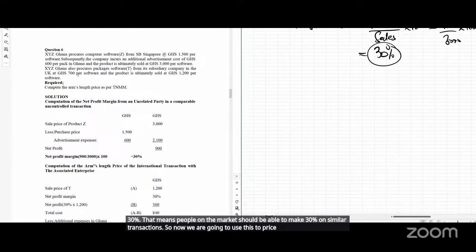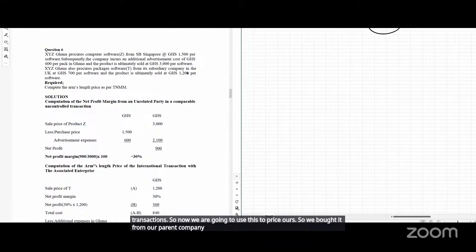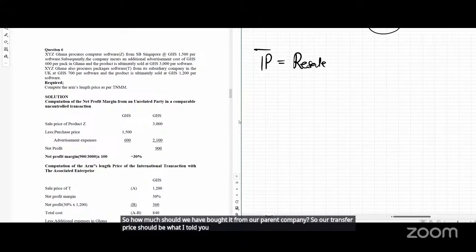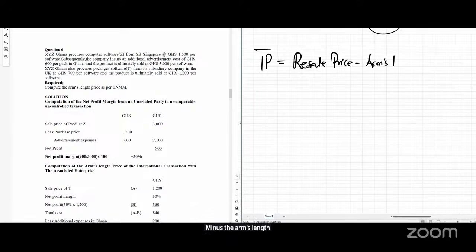So we bought it from our parent company at 700, right? And sold it at 1,002. So how much should we have bought it from our parent company? So our transfer price should be what? I told you it's always the resale price minus what? Minus the arm's length margin. Do you remember? Minus any value.